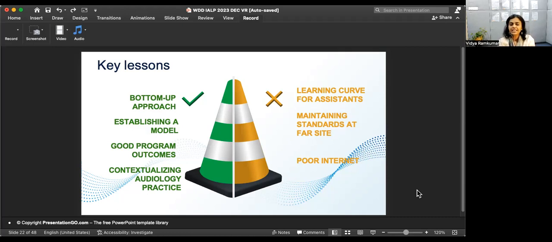The other is maintaining standards and foresight. I think when we are doing audiology work or any clinical work out in the open, in a community setting, there is concern of maintaining standards.